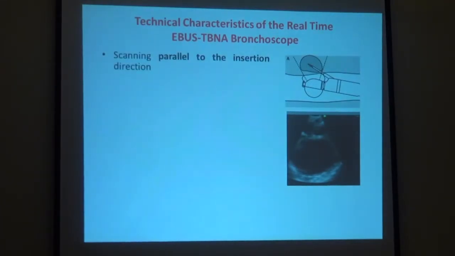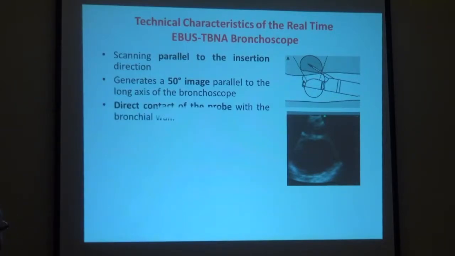السكان بيبقى بارلل للإنسرشن دايركشن، أدي البروب وأدي الحتة اللي بتبقى سكان، بتبقى بارلل للألترا ساوند بروب اللي موجود إمبيدد في البرونكوسكوب. طبعا الأنجل بتاعت السونار بتدي إيمج أنجل 50، والأنجل بتاعت المنظار هنا 30، وهقول لكم الفرق بين الشركات دلوقتي.